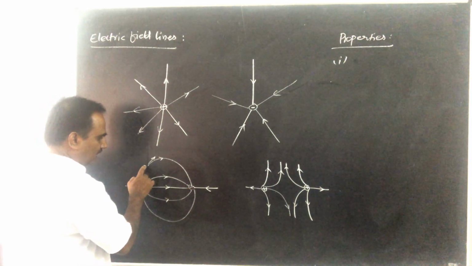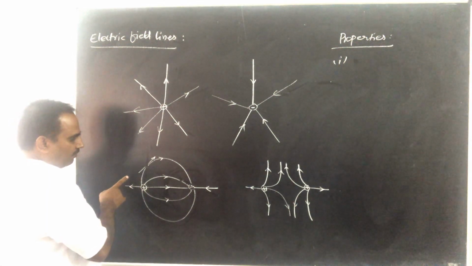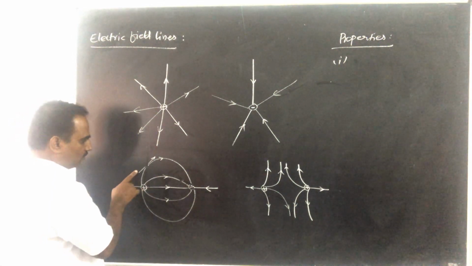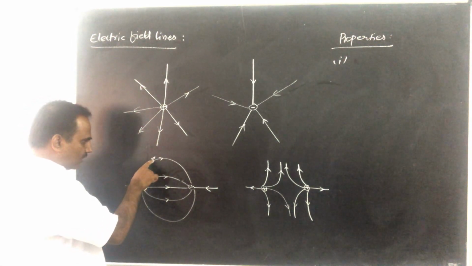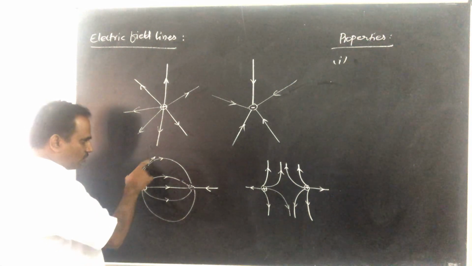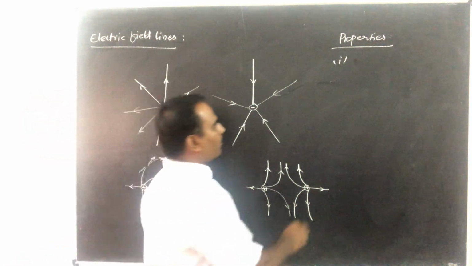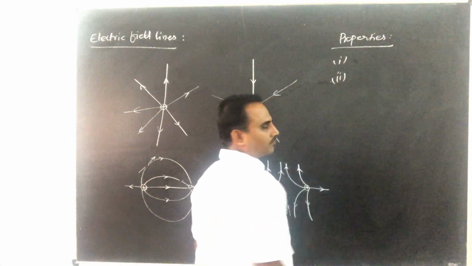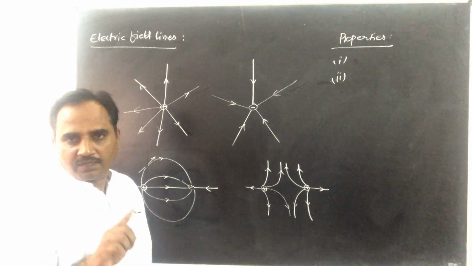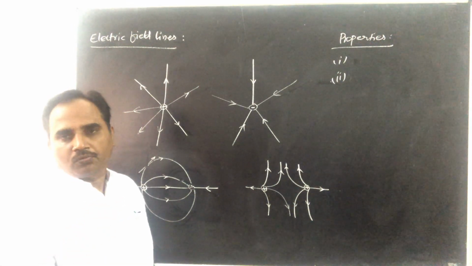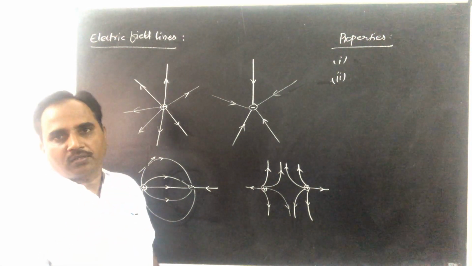Due to this negative charge, the electric field is like this. So by using the parallelogram law of vector addition, if I find the resultant of these two, obviously you get this direction. This direction can also be obtained by considering the tangent drawn to this electric field line at this particular point. So this is the second property. The tangent drawn to an electric field line at any point will give you the direction of electric field at that particular point.